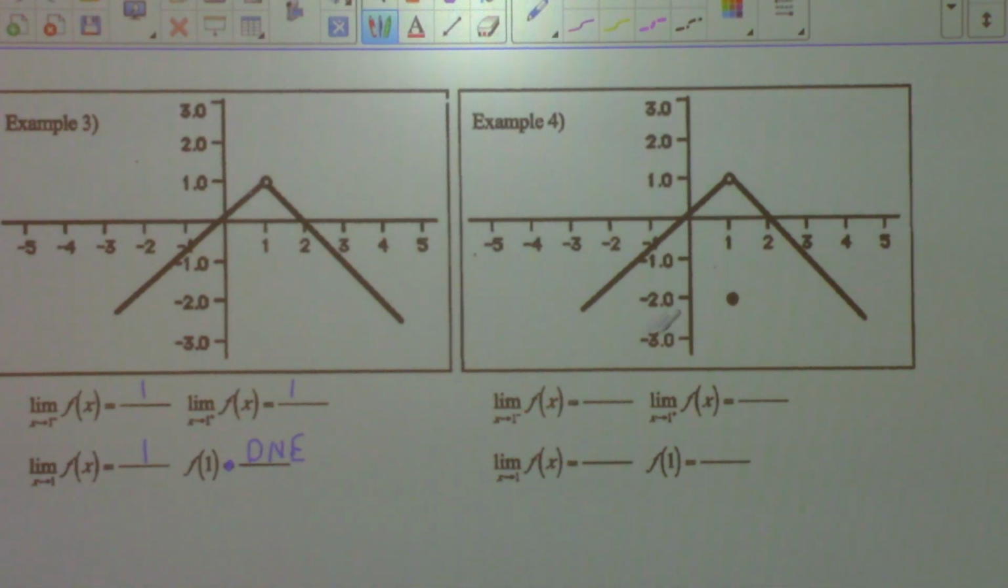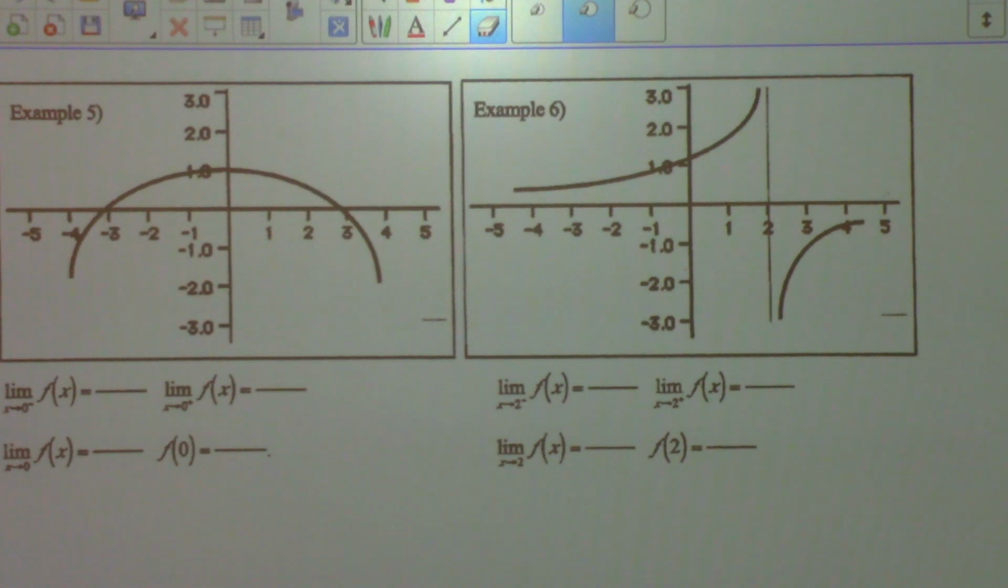And this one here is exactly the same, except what? There's a dot. Yeah, so we have negative 2 here, but everything else is the same, right? So the limit is still 1, okay? And what would happen in this case if this was filled in here? What would the limit be? It's still 1. The limit would still be 1, but f of 1 would be 1 also, okay? So just some things. Okay, and this one here. These two here.